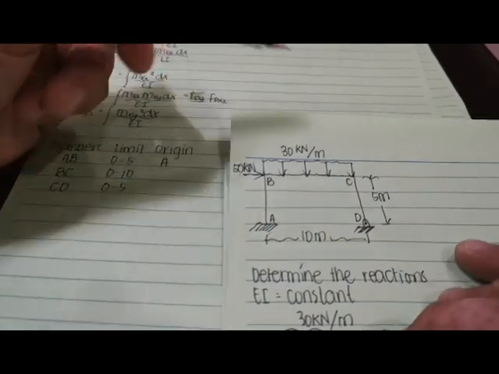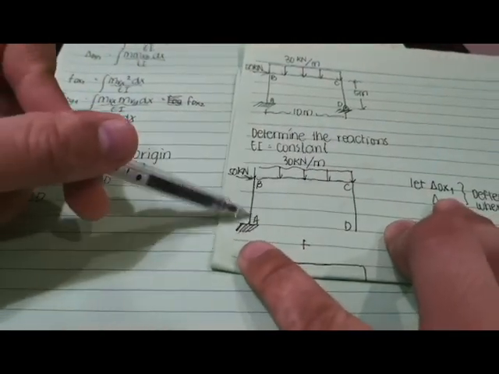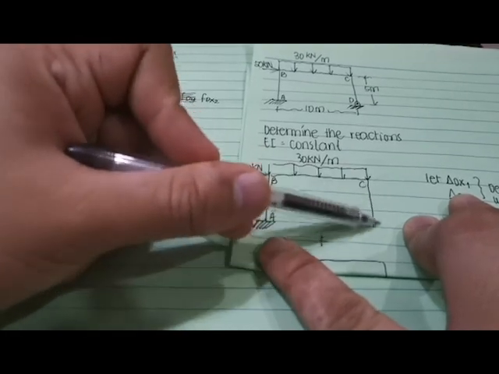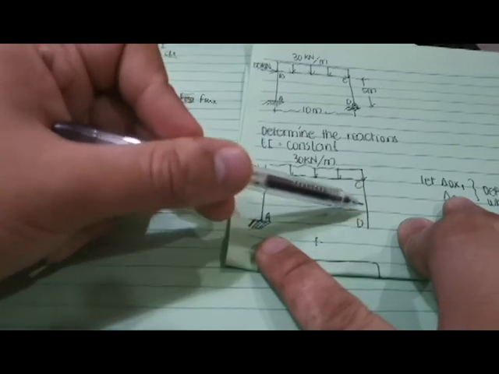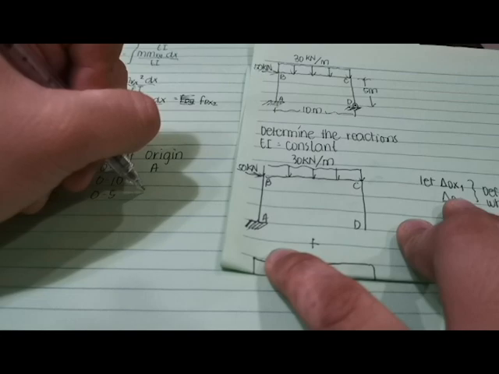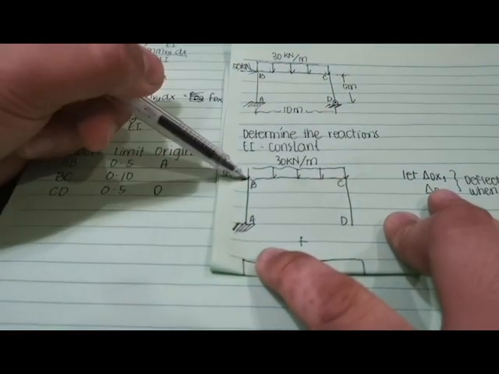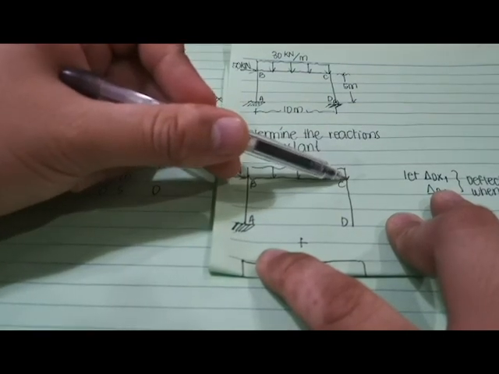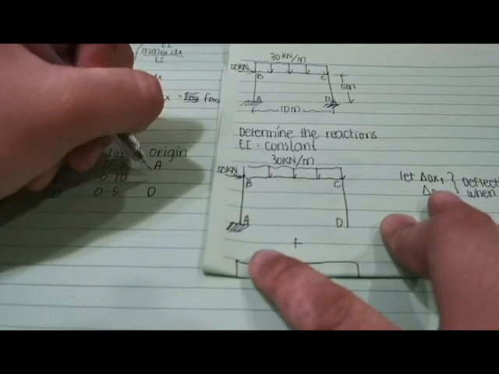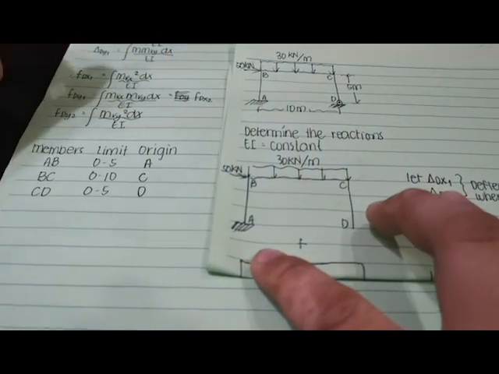Now at point D, this is just the same. At point D, we know that there's no load acting on it, so probably there will be no moment. So we can just set the origin at point D. And at C, we know that the moment is much smaller at C rather than at B. So therefore, we can just choose point C as our origin.